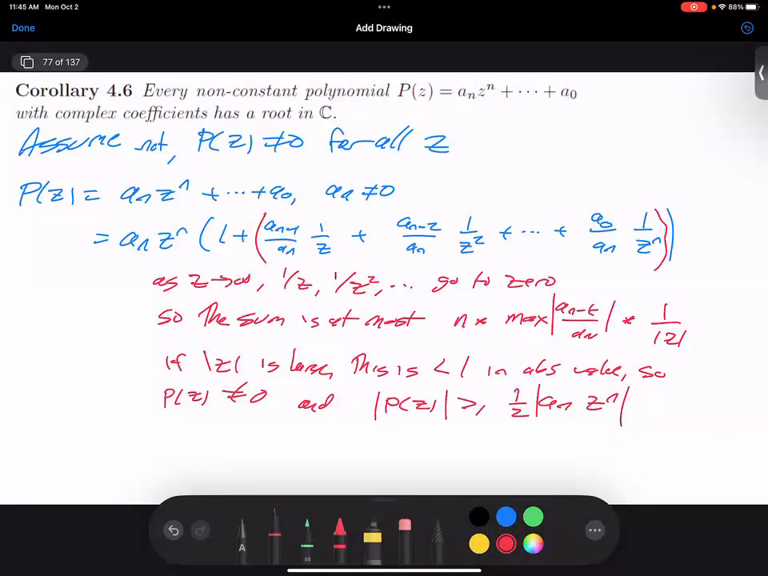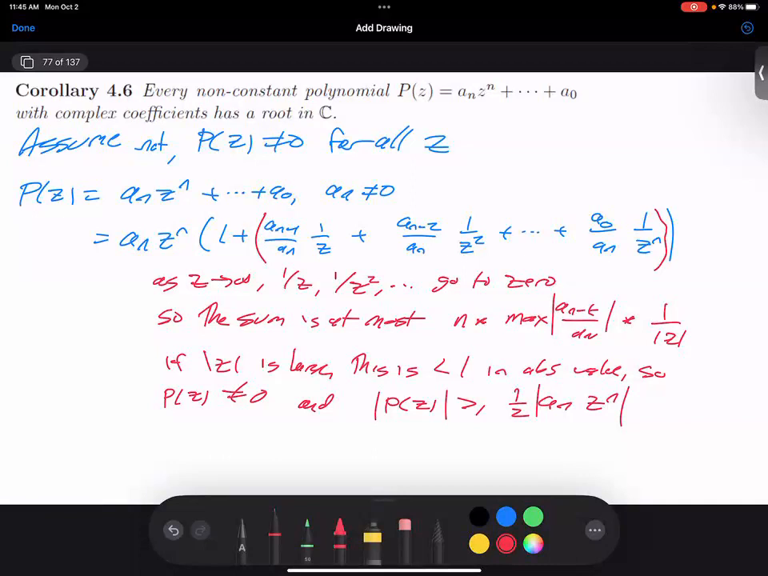Okay, so now that we have that, yes? I'm sorry? I'm saying just the stuff in the red parentheses. Right, but you said the entire thing is bounded by 1 over 2 a_n z. Should that be 0 over 2? Well, the stuff in parentheses here is at least 1/2. So this is a lower bound. The absolute value of P of Z is at least 1/2 a_n z to the n.